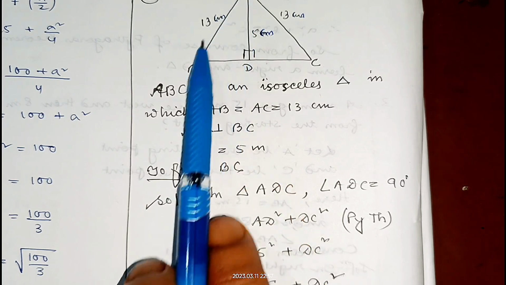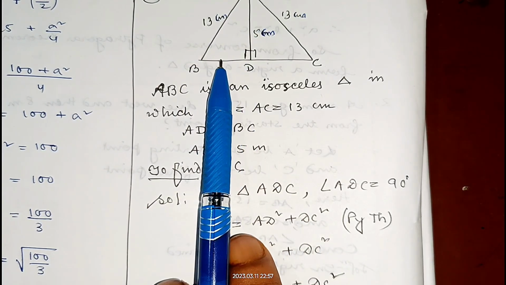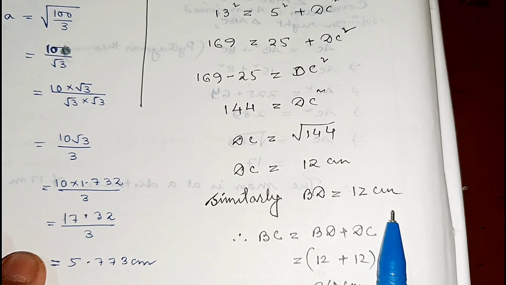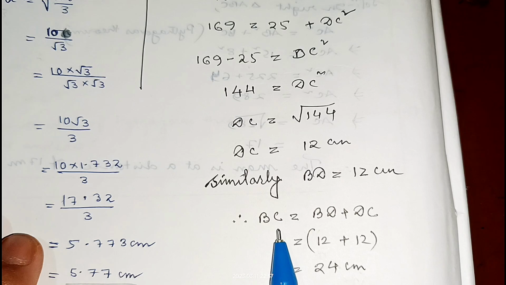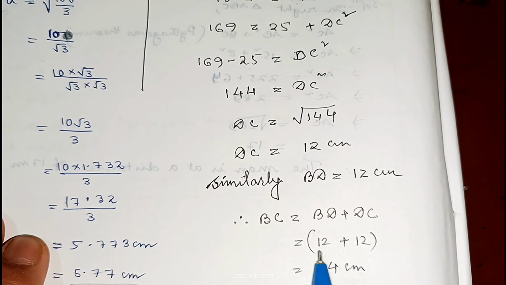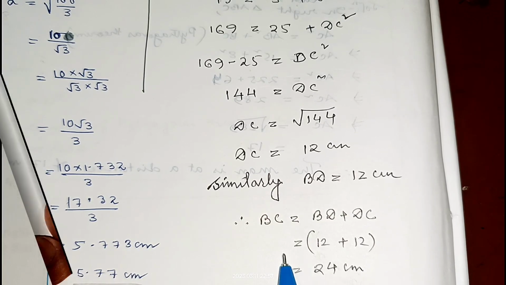In this triangle also this is 13, this is 5. So similarly BD also will be 12 centimeter. Therefore BC equals BD plus DC. Both of them are 12. So 12 plus 12, 24. Therefore 24 centimeter is the required length of BC.